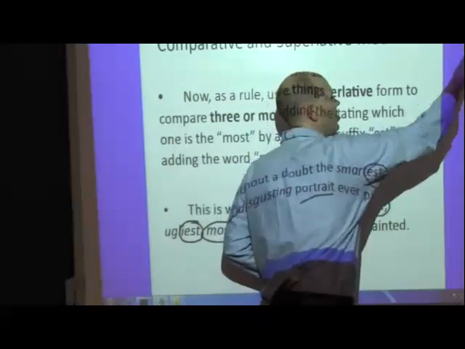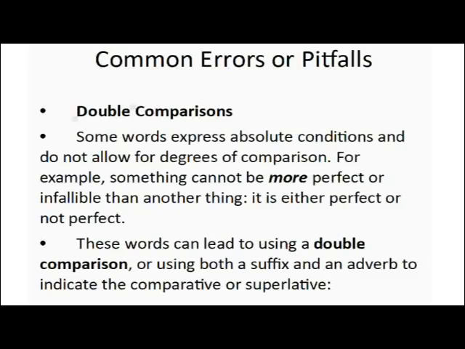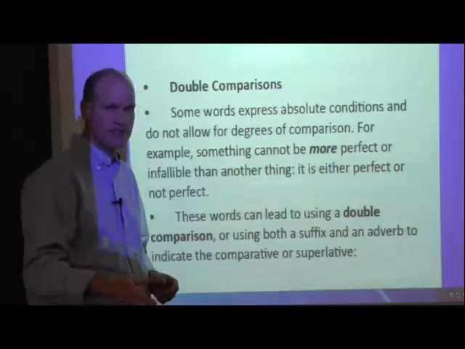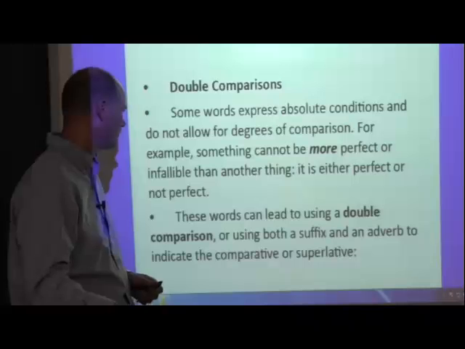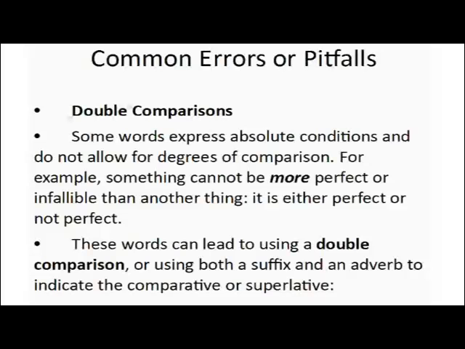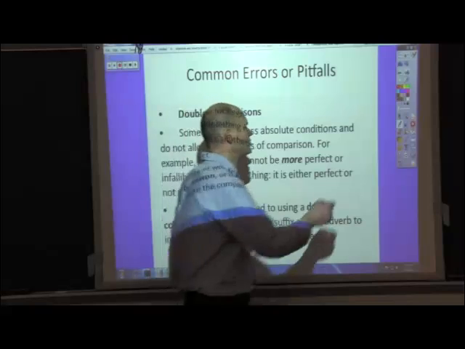All right? But there are a couple of pitfalls that I was talking about. The first one is called double comparisons. Some words express absolute conditions in themselves. They don't allow for degrees of comparison. For example, something can't be more perfect or more infallible than another thing. It's either perfect, it's either fallible or infallible. These words can lead to you using a double comparison if you don't watch out for them, or using both a suffix and an adverb to indicate the comparative or superlative. Let's look at some examples here.